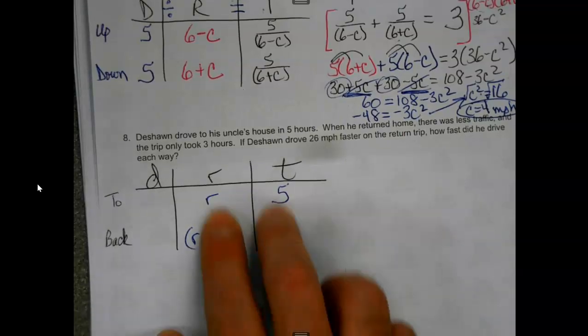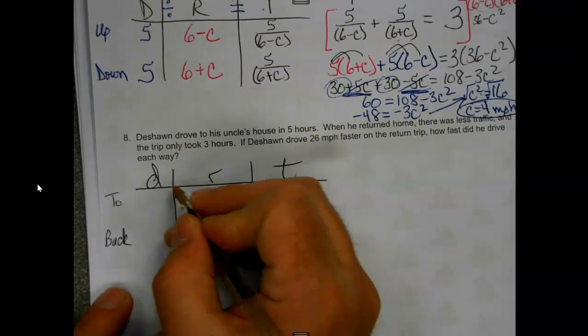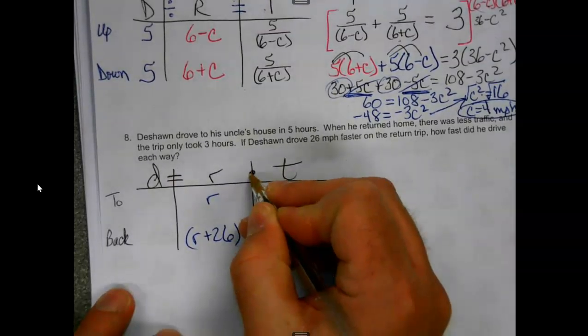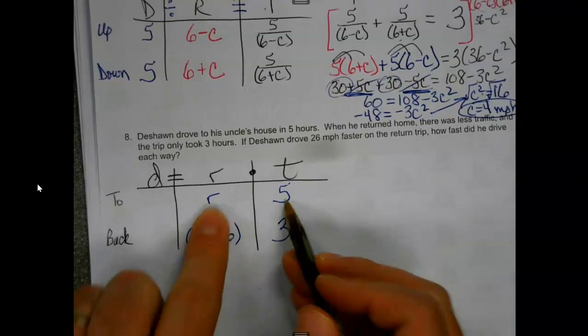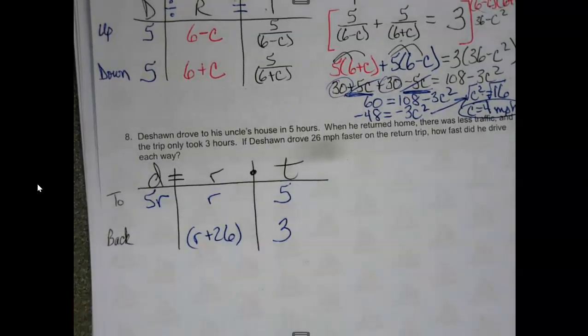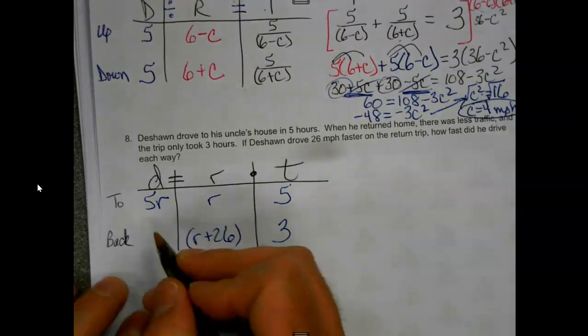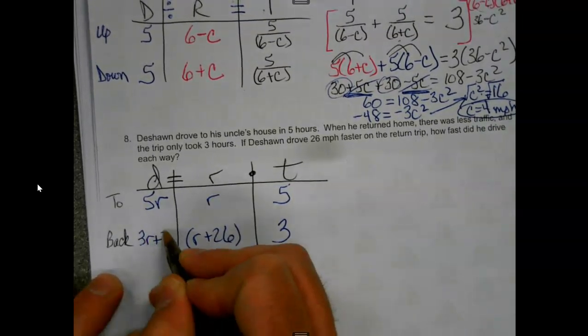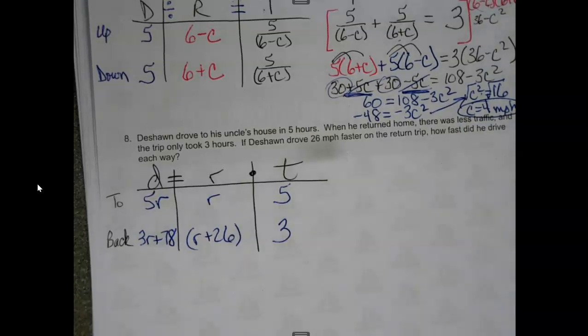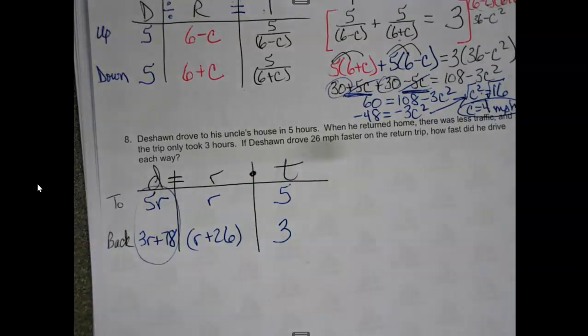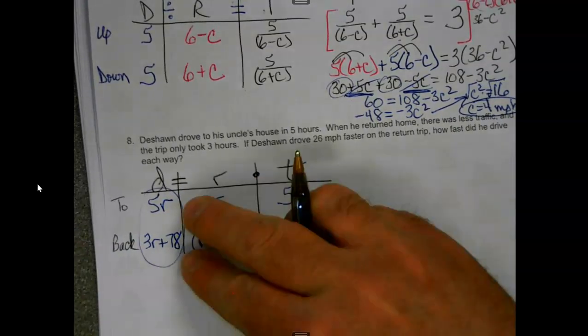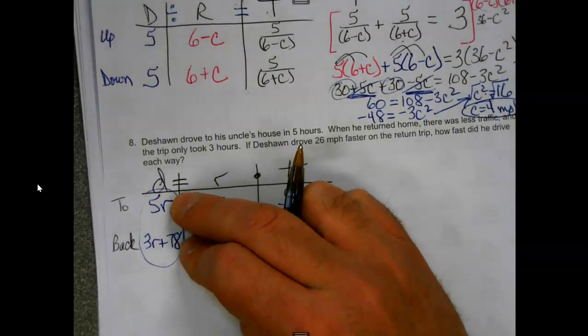Okay, so here's where my info is this time. So distance equals rate times time. I'm not having to manipulate anything. I'm not having to solve for a different variable. That's just what the variable is. So if that's true, rate times time, 5r. Rate times time, 3r plus 78. He went the same distance. He went from home to his uncle's and his uncle's to home. The distance has to be the same or equal.